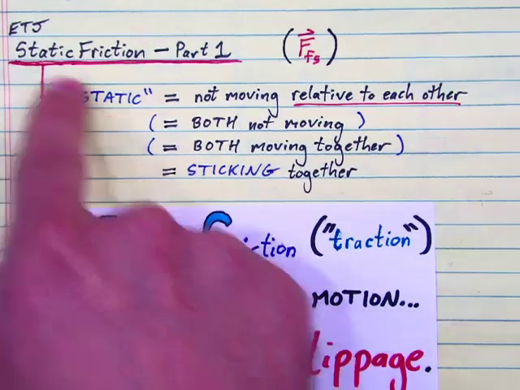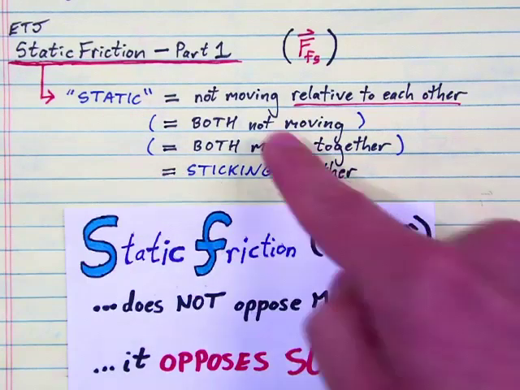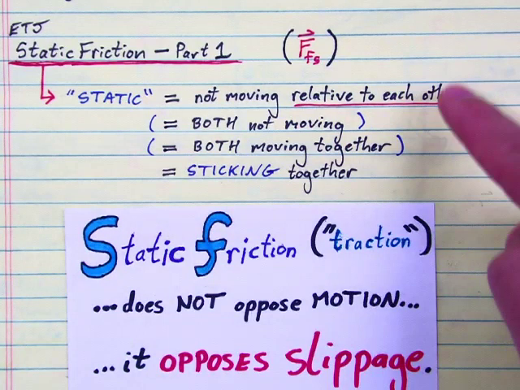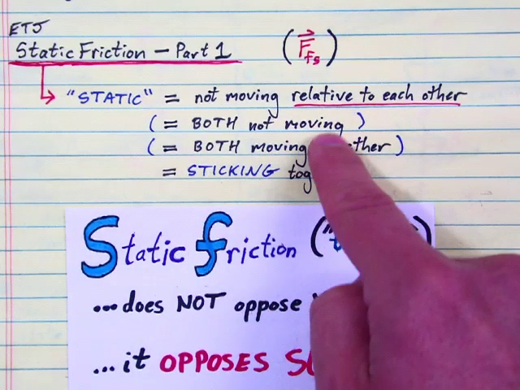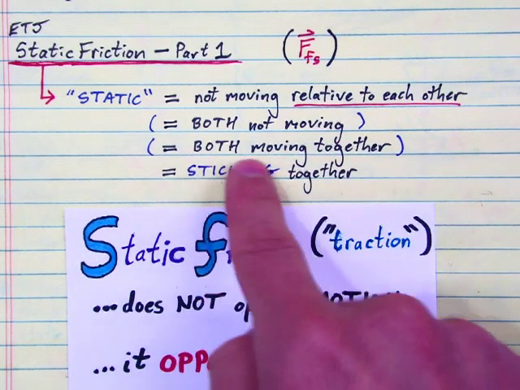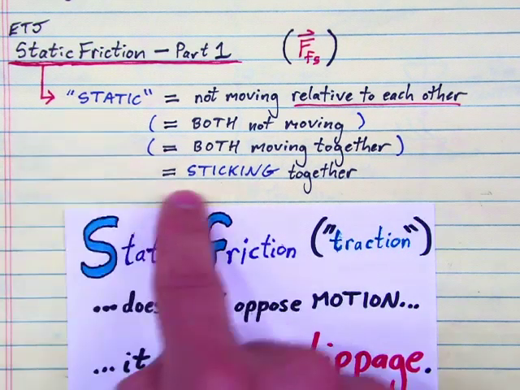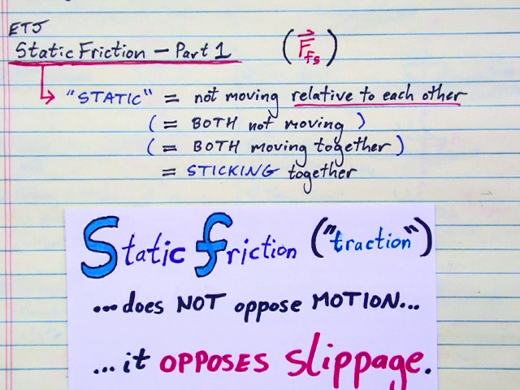The static in static friction means the two surfaces are not moving relative to each other. They're stuck to each other. So either both surfaces are not moving, or both surfaces are moving together, like the mass being carried on the tray. Surfaces are sticking together. That's what static friction is all about.